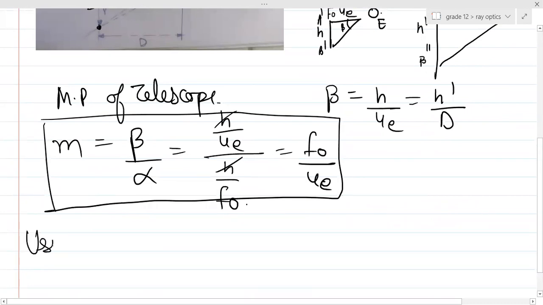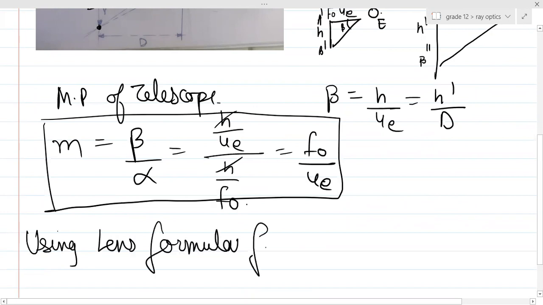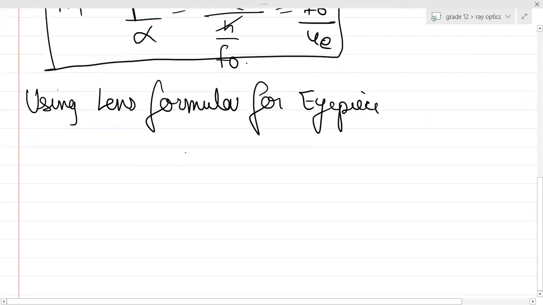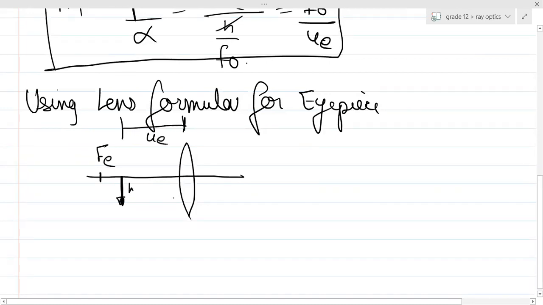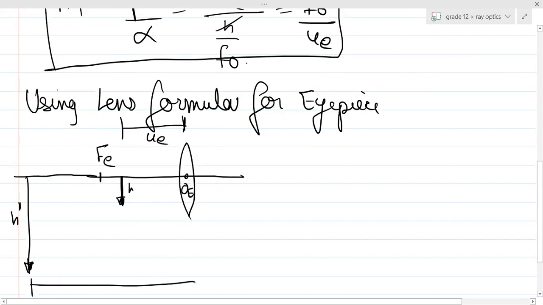Now suppose I want to use the lens formula for the eyepiece, so I'll just draw the diagram for the eyepiece, nothing else. Suppose this is my eyepiece, this is the focal length of the eyepiece, and this is where the object is placed at a distance of UE from the eyepiece. Its image is formed somewhere over here, H dash, and this distance is basically the least distance of distinct vision. The focal length is FE, right?